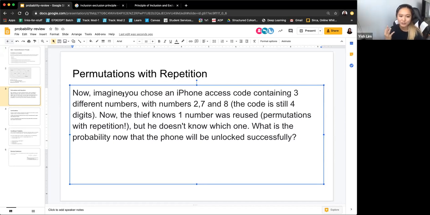So there are 3 possible numbers that appear in your passcode, but the code is 4 digits. The idea now is how many possible 4-digit combinations can you make with 2, 7, and 8 with one of the numbers reused? Does anyone want to clarify this setup?